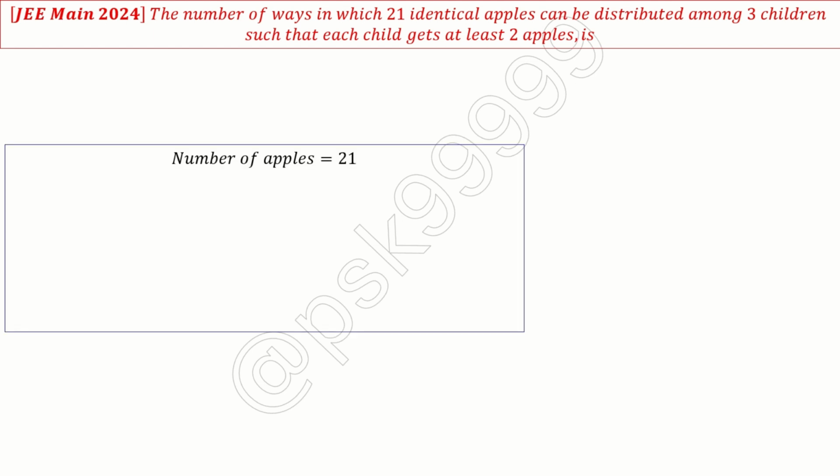So the first thing is to give 2 apples to each child. Out of 21 apples, give 2 apples to each child, which means 6 apples we are giving to the 3 children.